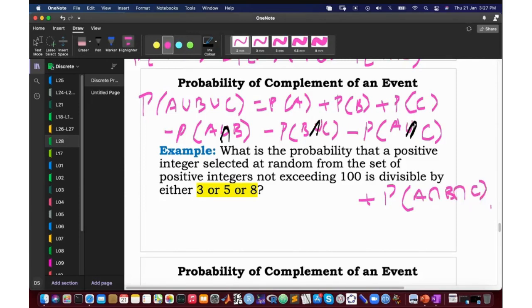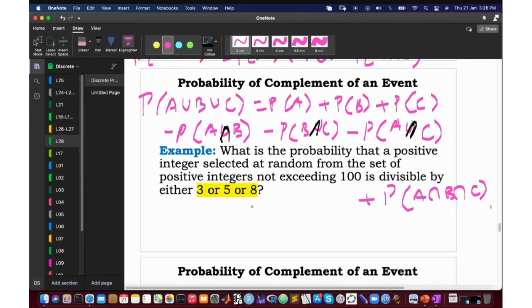Okay, and each one of them is easy to compute, right? A is numbers which are divisible by 3, B is numbers divisible by 5, A intersection B is numbers divisible by 15, B intersection C is numbers divisible by 40, A intersection C is numbers divisible by 24. A intersection B intersection C is numbers divisible by 120. And I think none of them are there.